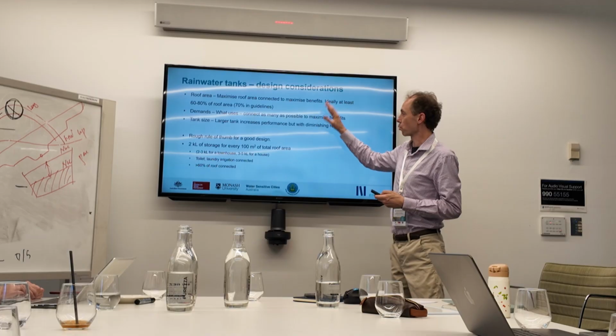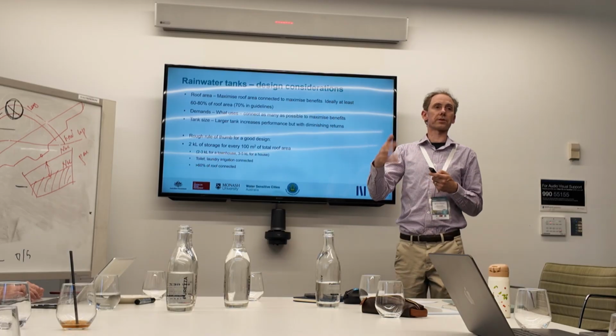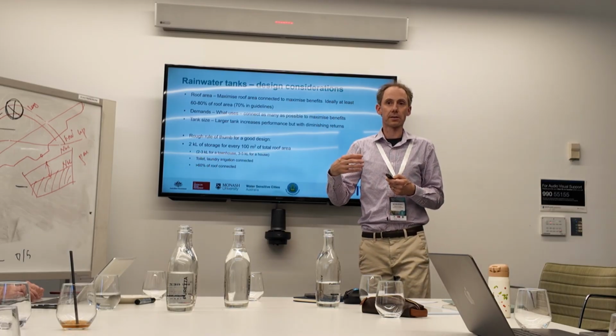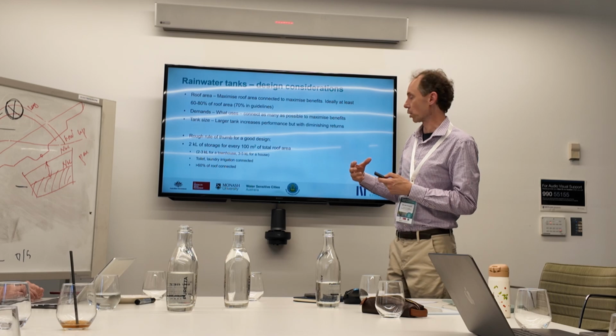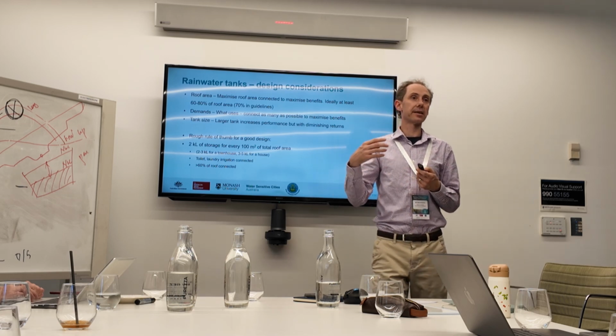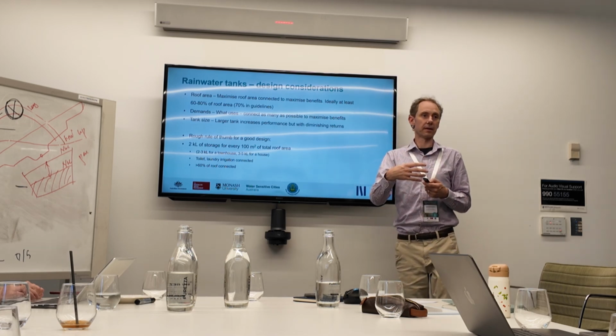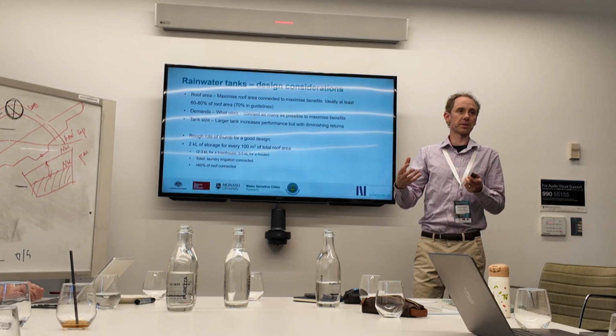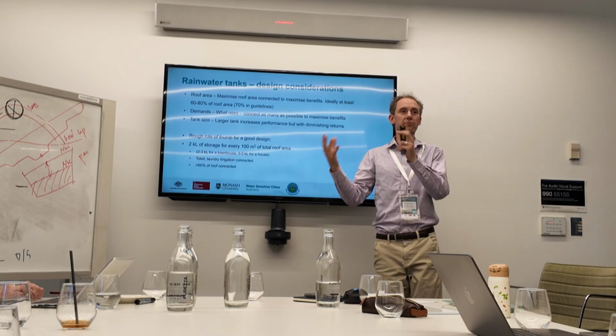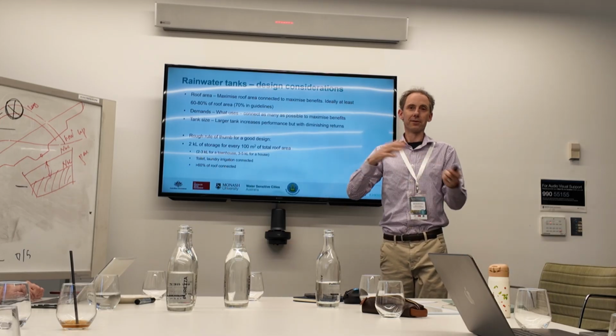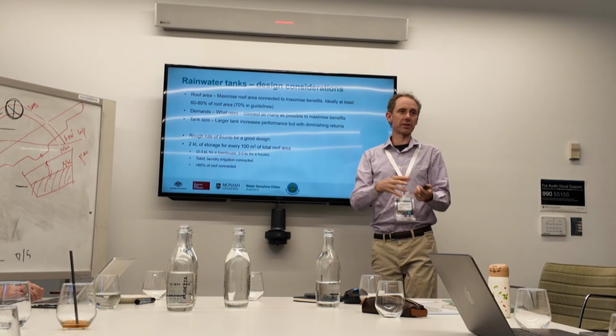But they still contribute quite a bit of water savings or water reductions. So we estimate that rainwater tanks in Melbourne are saving about 10 gigalitres of water a year. So to put that in perspective, Melbourne uses about 500 gigalitres of water a year. So it's not much in the scheme of things, but it's not nothing either.